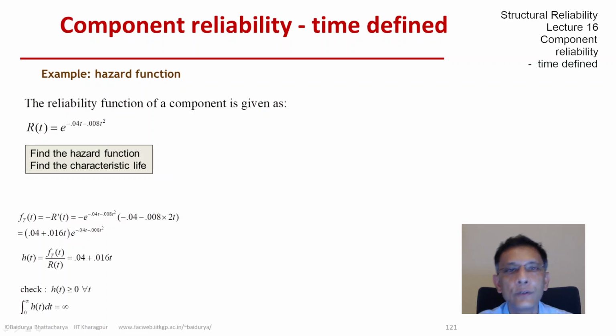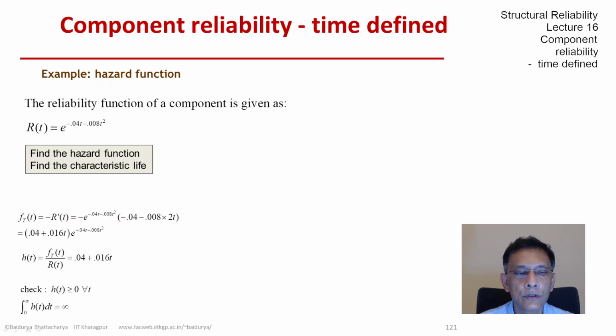It's a good idea to check whether this function satisfies the two important properties of a hazard function. So we need to check that h of t is non-negative, which is true clearly because t is defined only for greater than or equal to 0, and the integral from 0 to infinity does indeed blow up. So that is satisfactory.